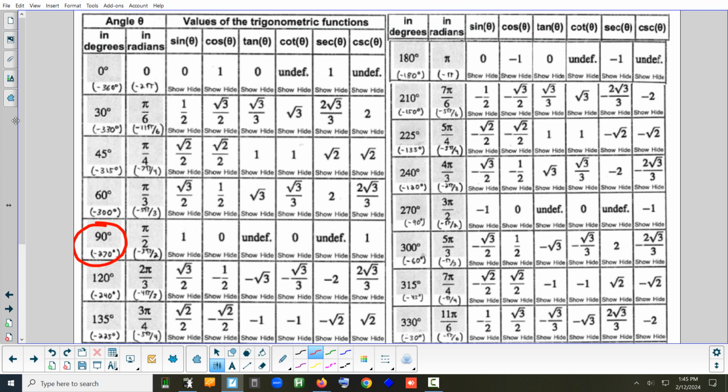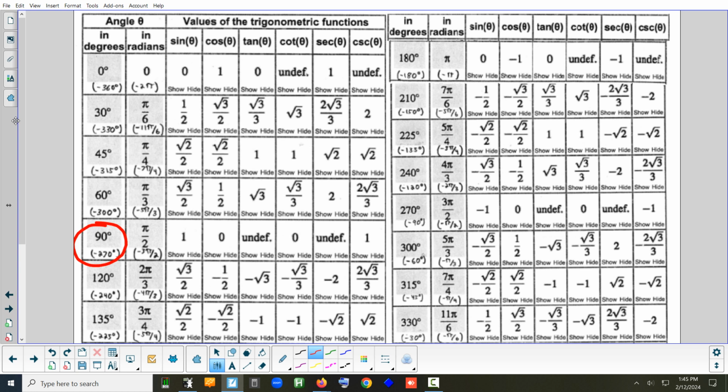What column were we looking at? Sine. And what did we say sine had to be between? Two angles. Negative this angle and positive. Negative 90 and 90. Has to be between negative 90 and 90.